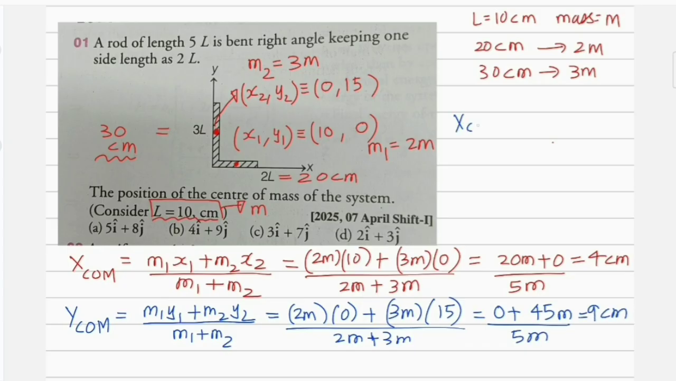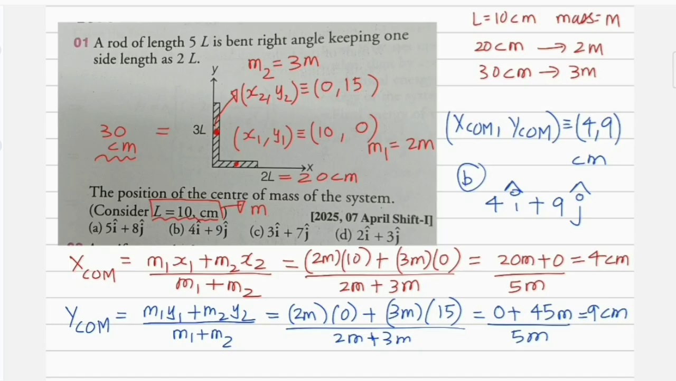So the x coordinate of center of mass, comma, the y coordinate of center of mass you got is 4, 9 centimeter. As per the given options, it should be option B. The answer is given in terms of unit vectors, so 4 i cap plus 9 j cap, because we all know i cap is a unit vector along the x axis and j cap is a unit vector along the y axis. Option B is the correct answer: 4 i cap plus 9 j cap.